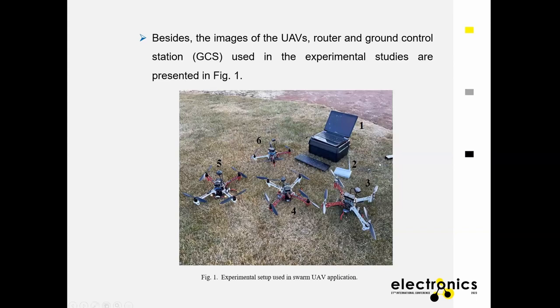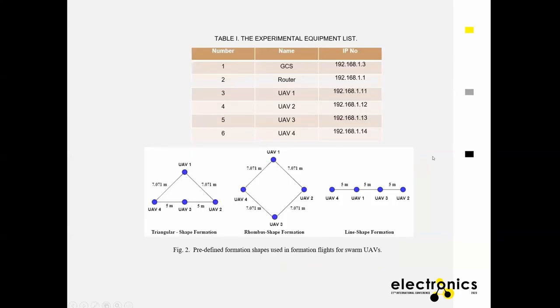Here, in figure one, the experimental setup using the swarm is given. One represents the ground control station, two represents the router for realizing communication between all the agents, and three to six represent the UAVs used in this experiment. They are all open source systems, designed and configured by me. The experimental equipment list and their IP numbers can be seen clearly in the table.